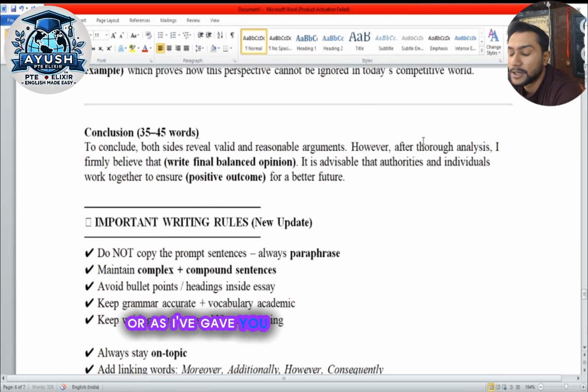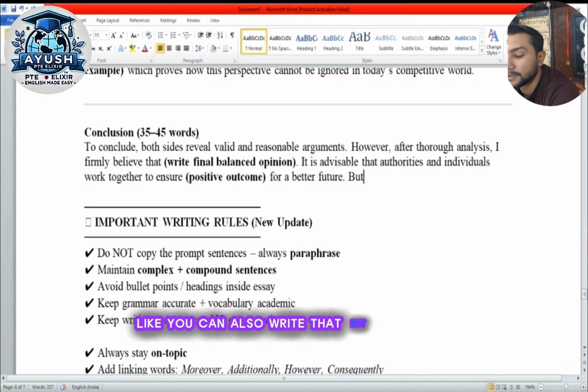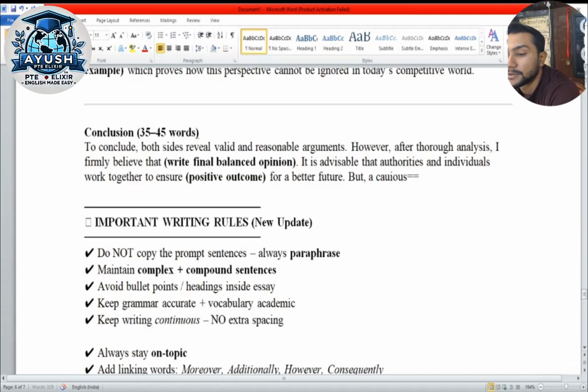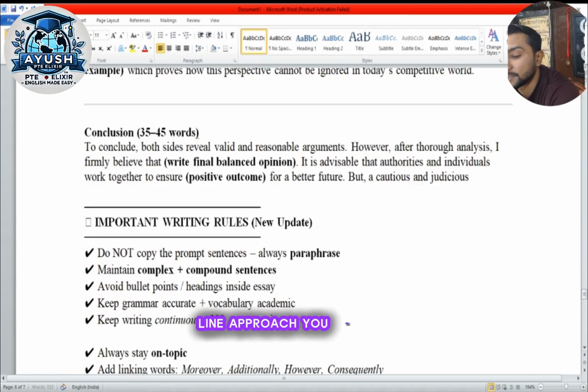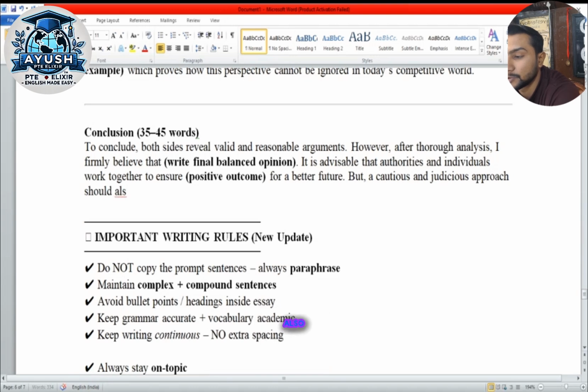Or, as I've given you another line, you can also write that a cautious and judicious approach, you can say, should also be taken before considering this situation.